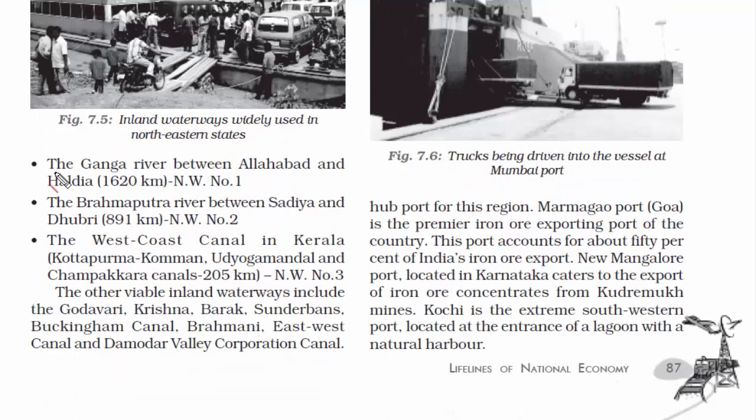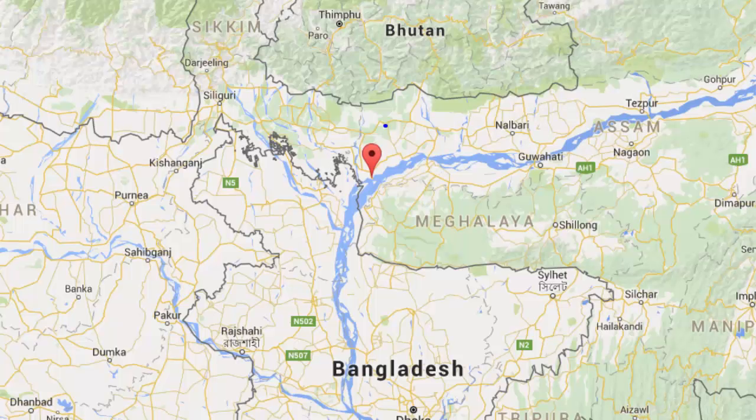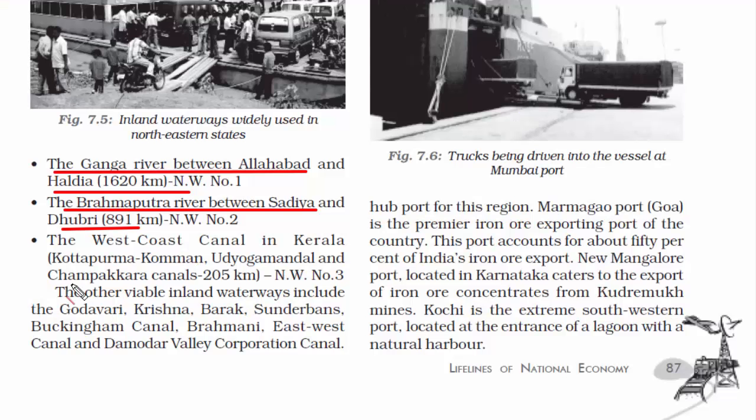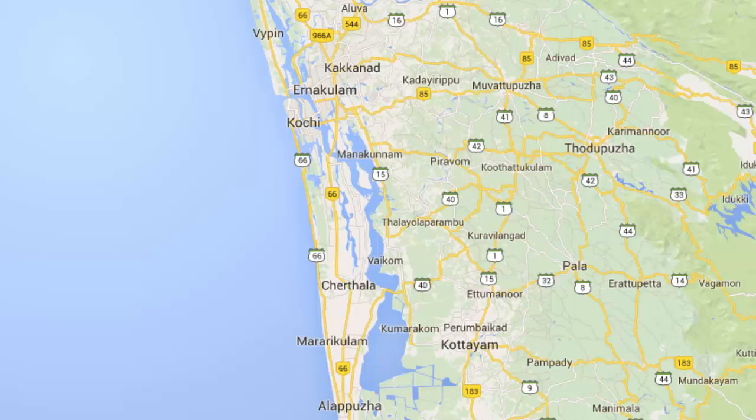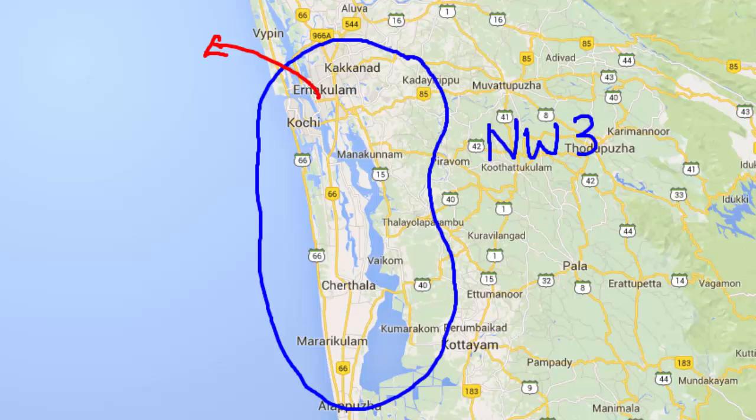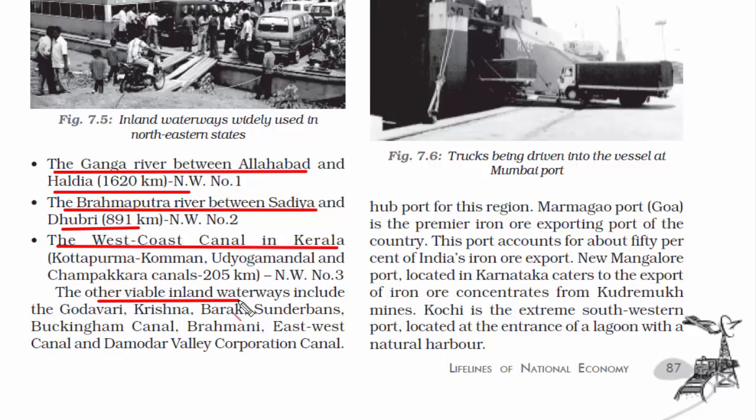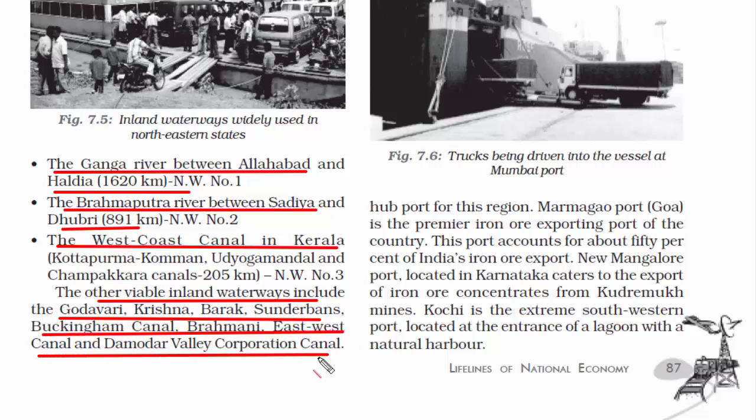Some of the national waterways are the Ganga River between Allahabad and Haldia, which is also referred to as National Waterway number 1. National Waterway number 2 is on the Brahmaputra River between Sadia and Dhubri. And then we have National Waterway number 3, which is on the West Coast Canal in Kerala. So you will find this on the Malabar coast. Like this, there are other viable inland waterways that include the Godavari, Krishna, Barak, Sundarbans, Buckingham Canal, East-West Canal and Damodar Valley Corporation Canal.